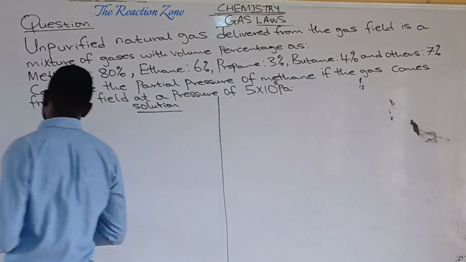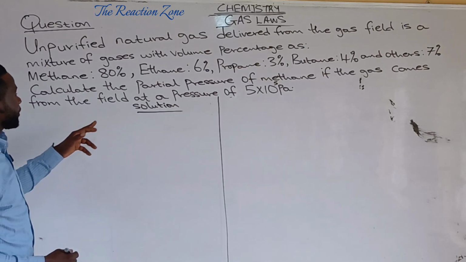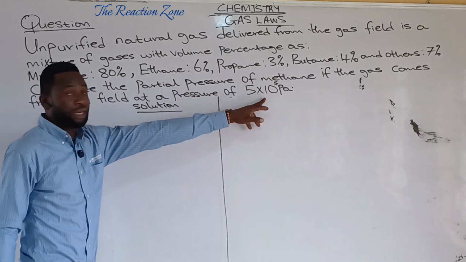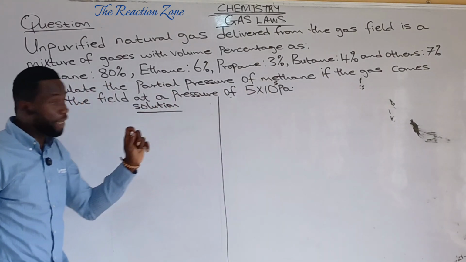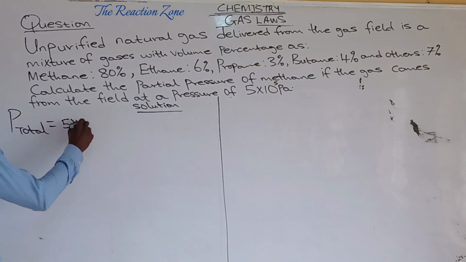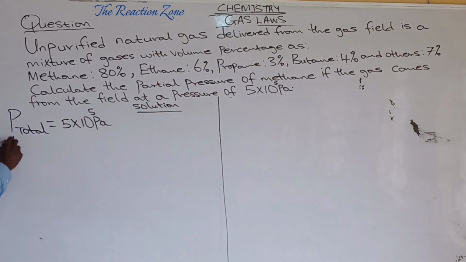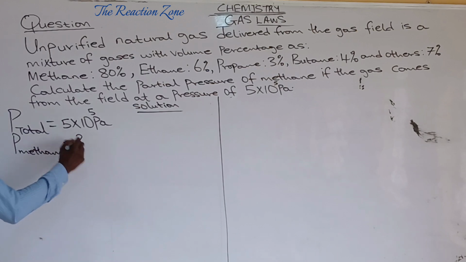To solve this particular question, the first thing to do is to itemize the information in the question. The pressure from which the gas comes at the field, which is 5 times 10 to the power 5 Pascal, represents the total pressure. So the total pressure is 5 times 10 raised to the power 5 Pascal. We are told to find the partial pressure of methane. This is what we are looking for.